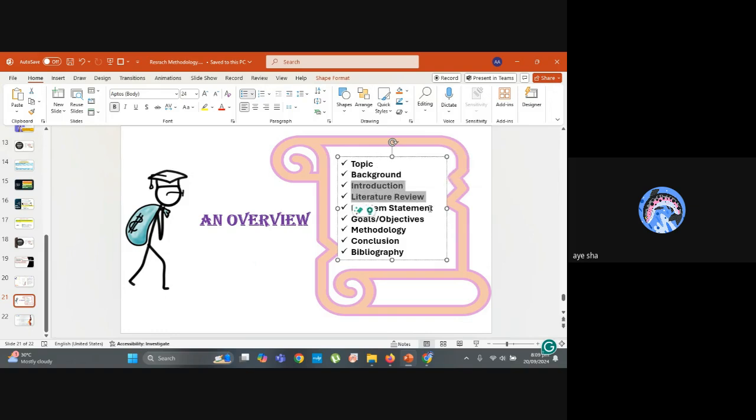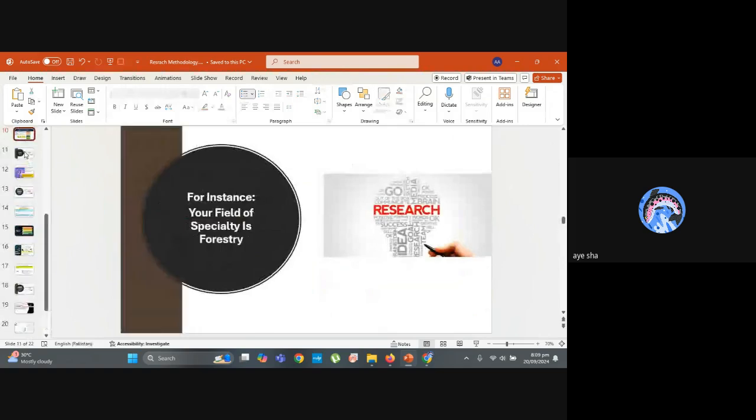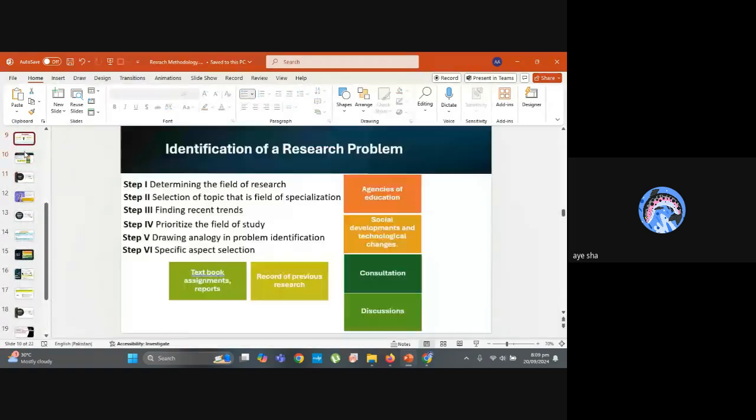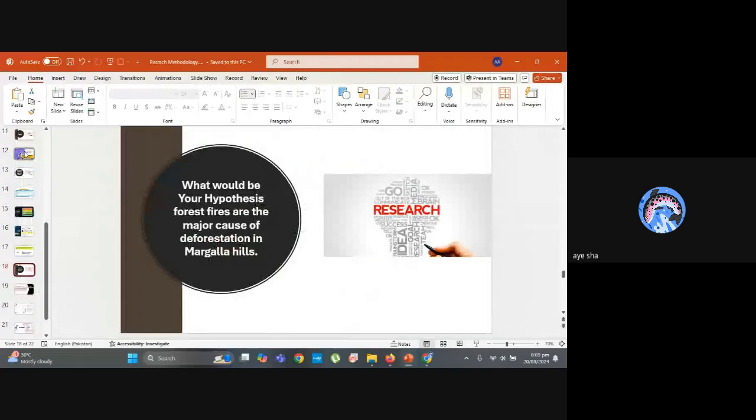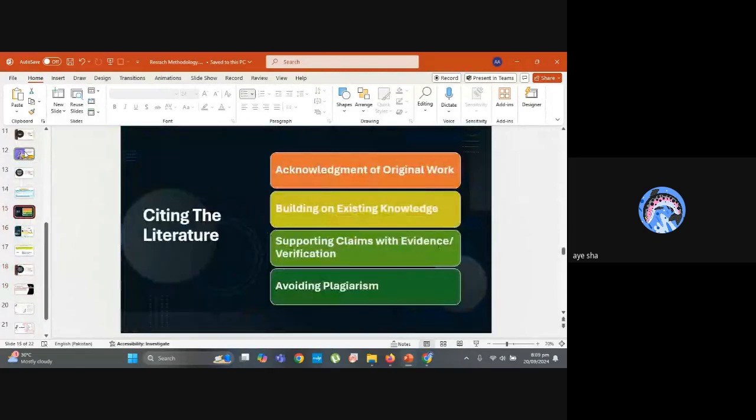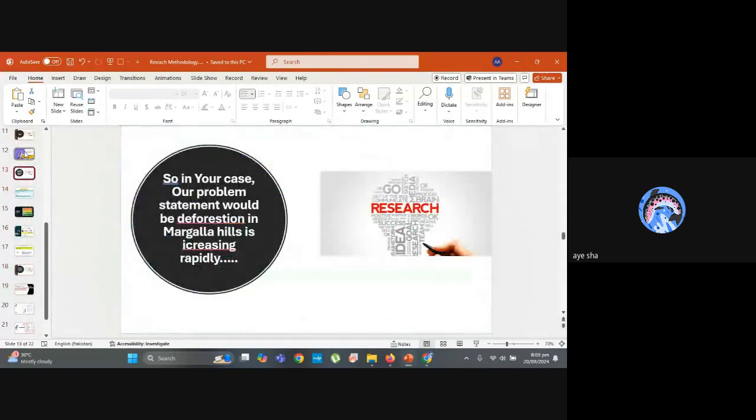Then you will write the problem statement, the statement of problem, that what we decided is that the rate of deforestation in Margla Hills is increasing rapidly, right? That is the statement of problem.